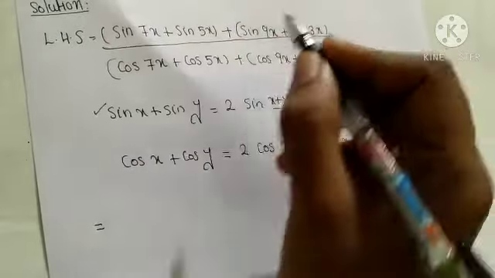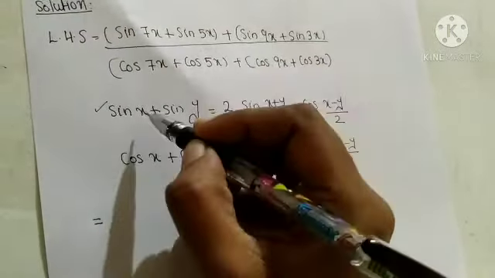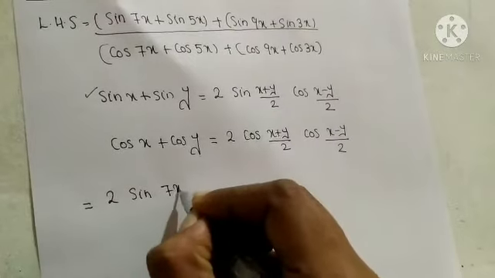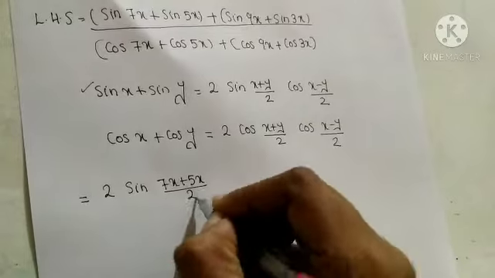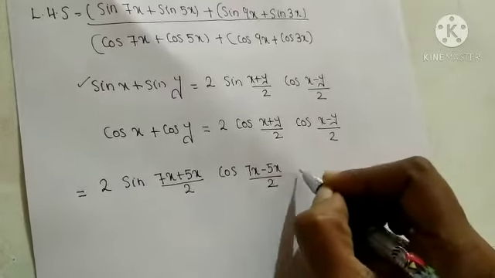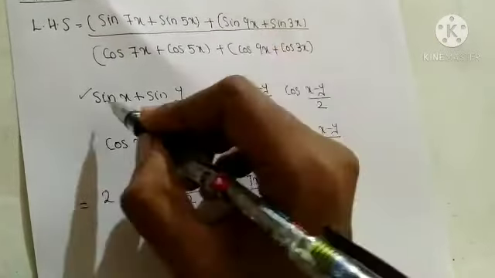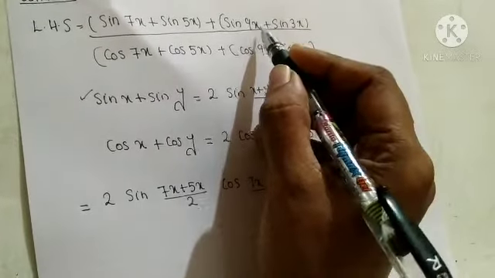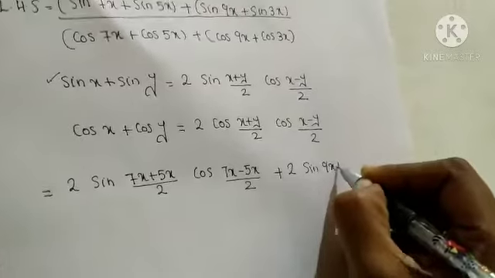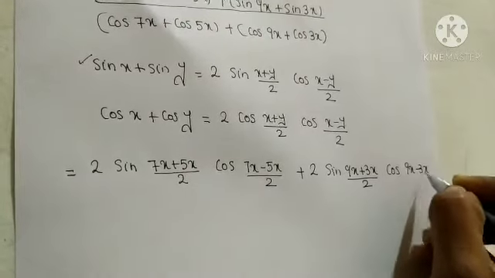Using the first identity in the numerator, considering sin 7x plus sin 5x, replacing x by 7x and y by 5x, here we get 2 into sin (7x plus 5x) divided by 2 into cos (7x minus 5x) divided by 2. Okay, plus let us consider these two terms. This is the same as this identity, right? So replacing x by 9x and y by 3x, it will become 2 sin (9x plus 3x) by 2 into cos (9x minus 3x) divided by 2.